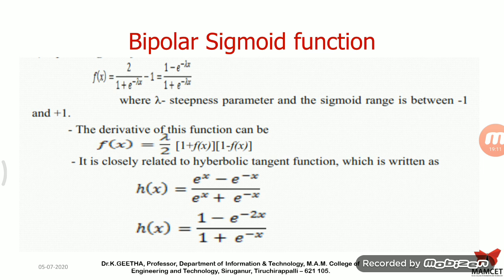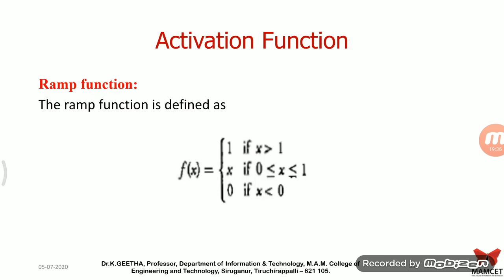And in the bipolar sigmoid function, the function is f(x) = 2 / (1 + e^(-λx)) - 1, where λ is the steepness parameter and the sigmoid range is between -1 and +1. And the derivative of this function is f'(x) = λ/2 (1 + f(x))(1 - f(x)).